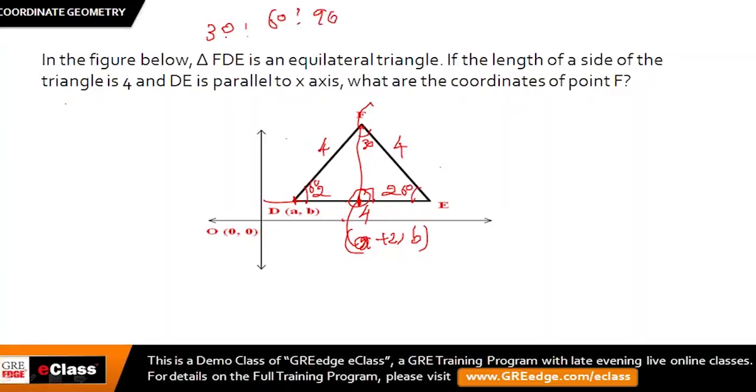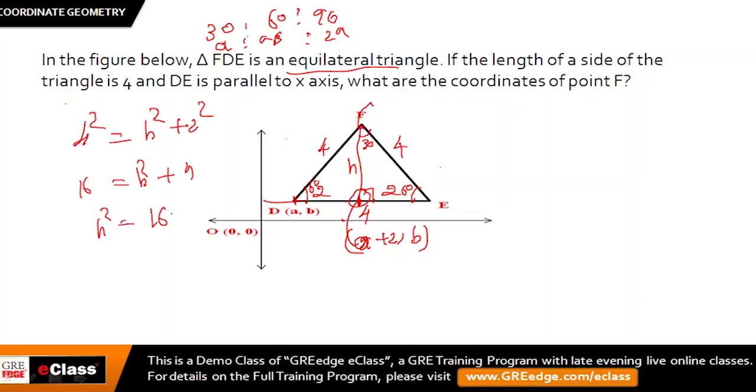Can anyone remember what kind of triangle it is? If it's a right angle triangle 30, 60, 90 degree, then the side ratio is going to be A is to root 3 into A and 2A. You got the point? Since it's an equilateral triangle, if you're not aware of the formula, then you can use the right angle triangle formula. So this is going to be 2 centimeters, this is going to be 4 centimeters. I'll be able to define my h. My 4 square equals h square plus 2 square. So this is going to be 16 equals h square plus 4. Then my h square equals 16 minus 4.